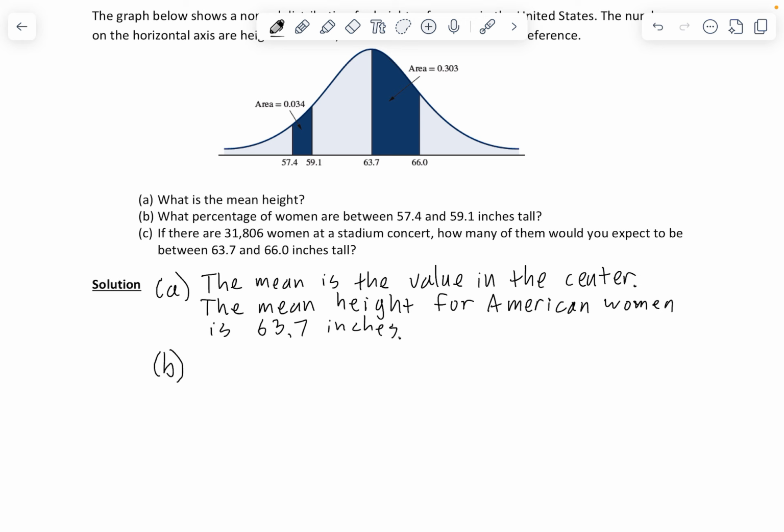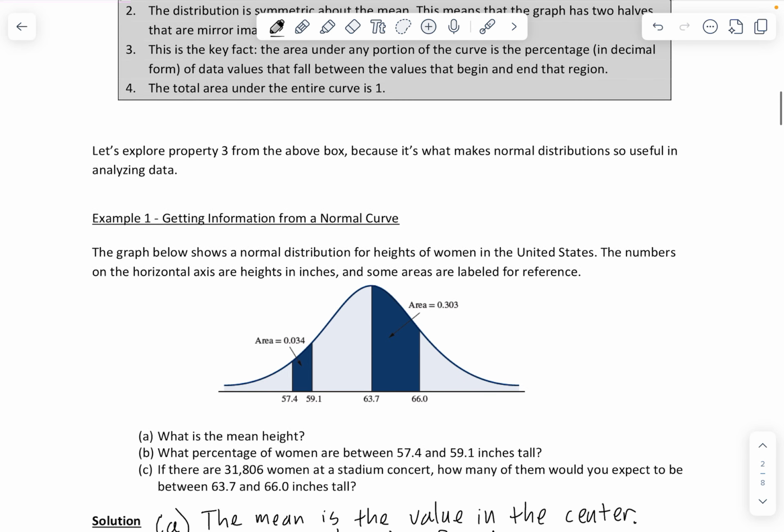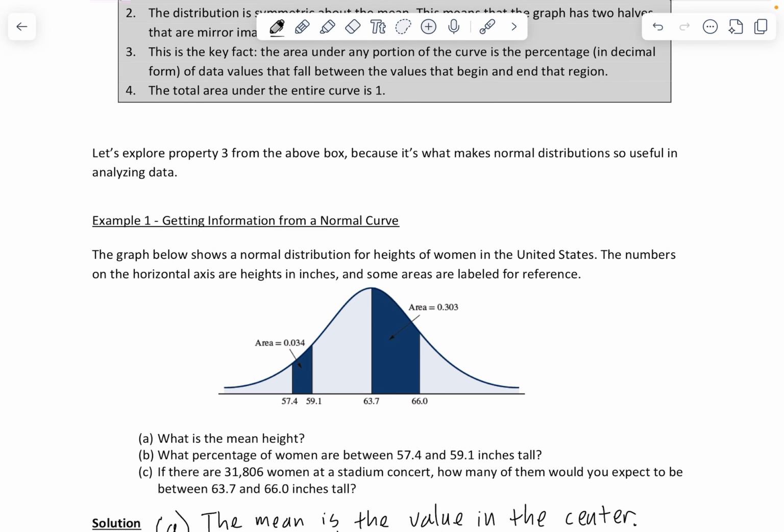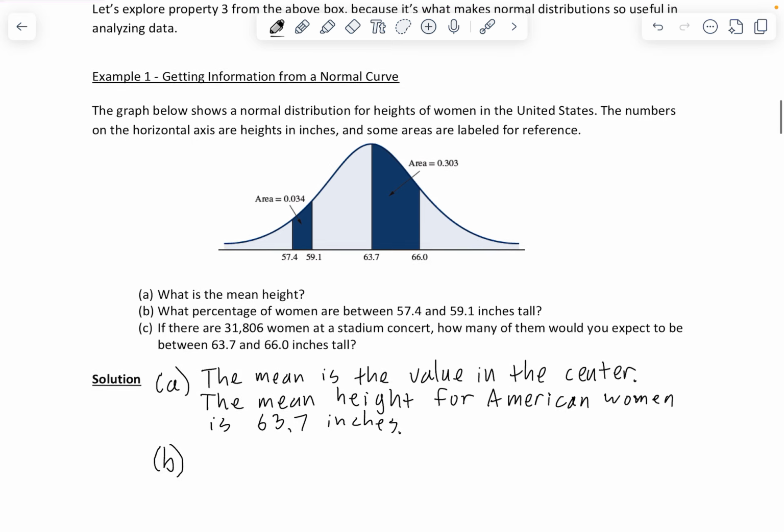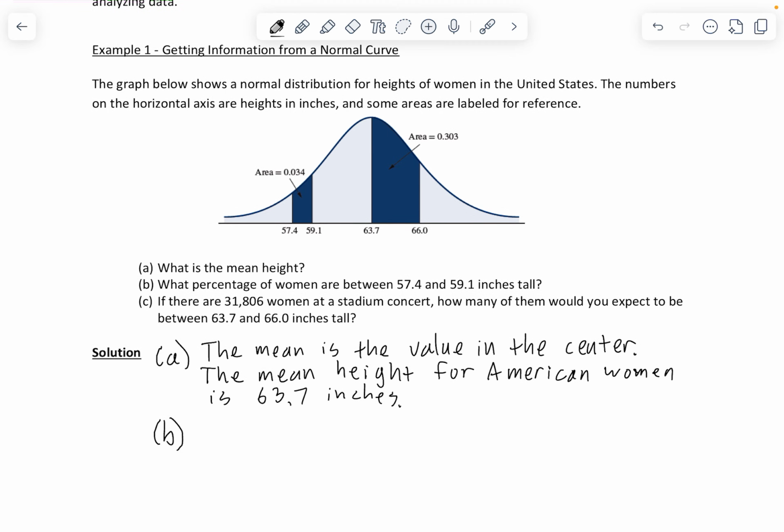This is what that third property in the colored box is about. The area under any portion of the curve is the percentage in decimal form of data values that fall between the values that begin and end that region. So what that property says, based off of this normal distribution here, is that the area under the normal graph between 57.4 and 59.1 is 0.034. This is the decimal form of the percentage of data values that fall in that range.